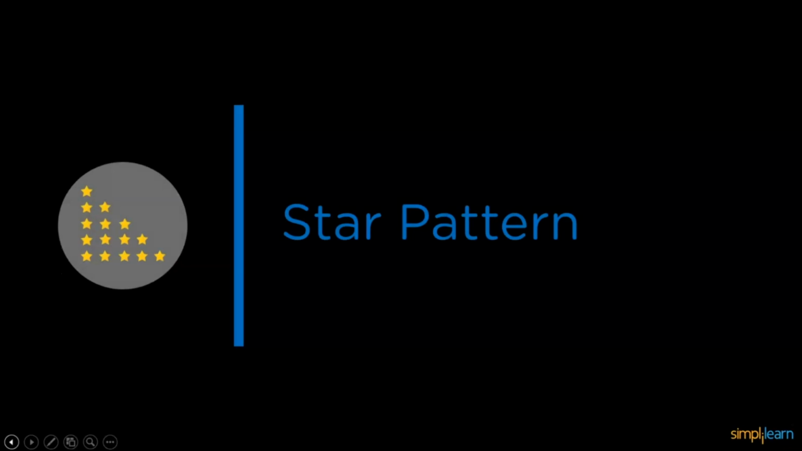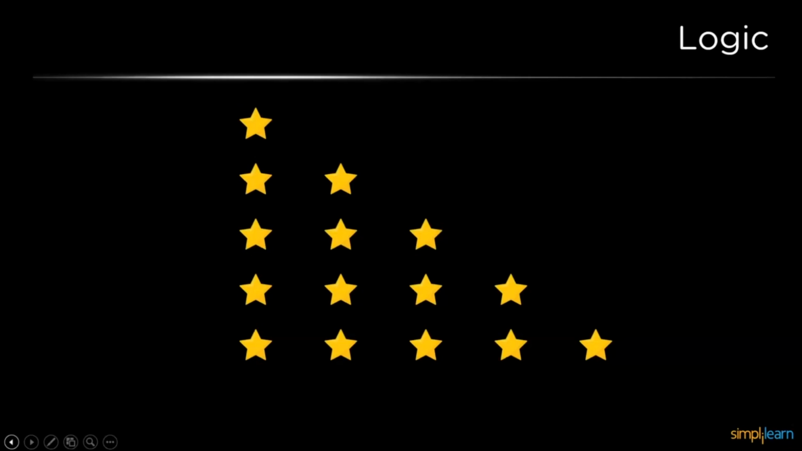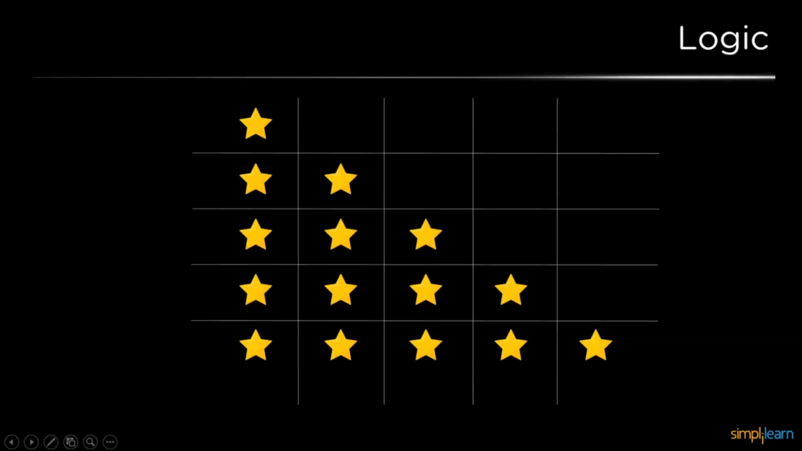First, let's get started with the right angle triangle star pattern program. Pattern programs are performed in the form of a matrix, where we have rows and columns. And to print the right angle triangle pattern, the star arrangements are made in the form of a matrix, where first row has 1 star, second row has 2 stars, and third row has 3 stars, and so on.